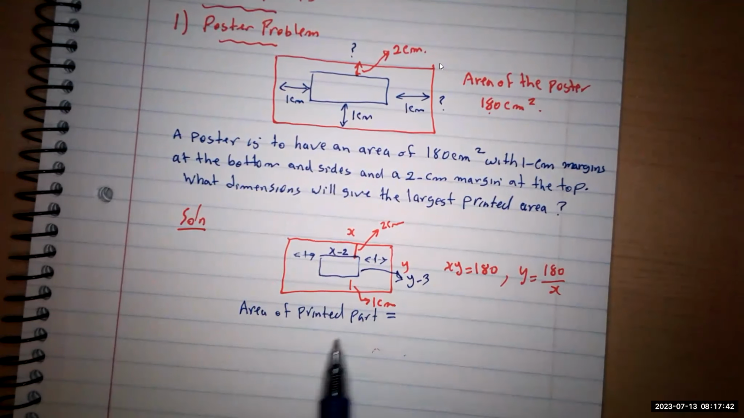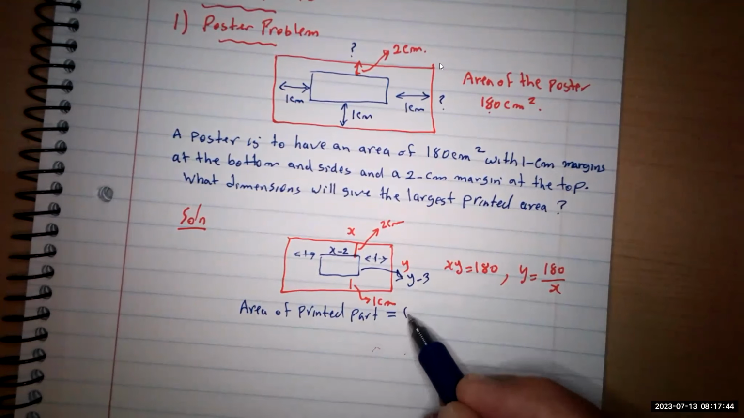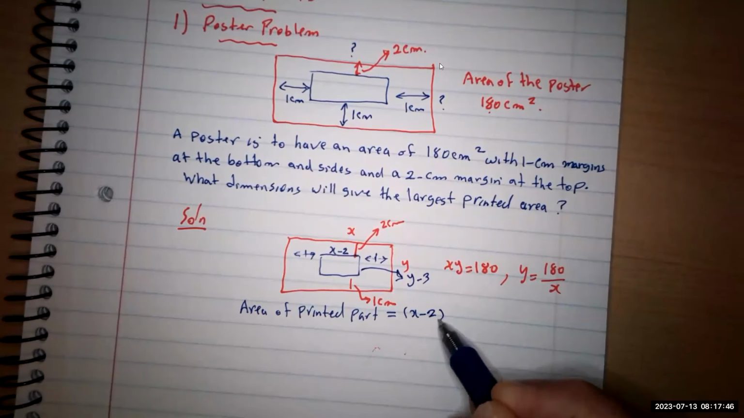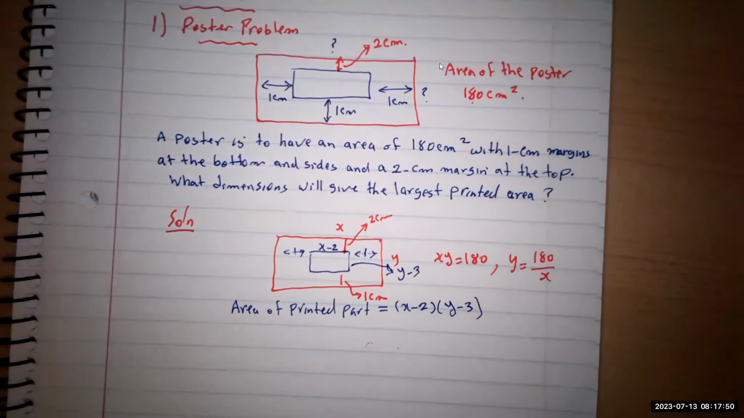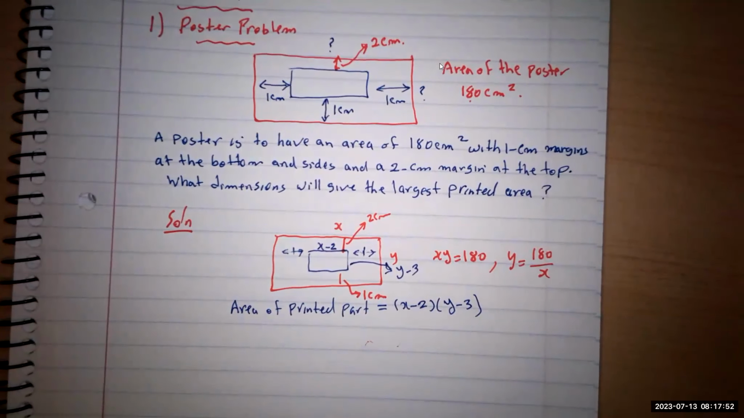So the area of the printed part is going to be the product of x minus 2 times y minus 3. This is how you set up this problem. This is from your book. There are different ways to do it. You can go with x and y inside, which is not going to be a good one, because you have to have a relationship between x and y to be able to operate this problem.